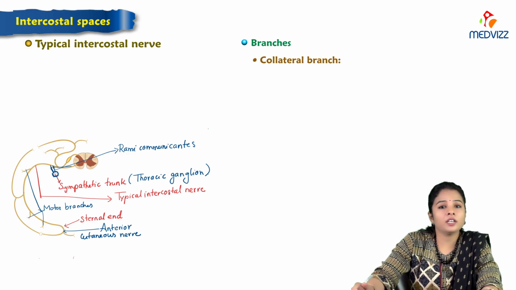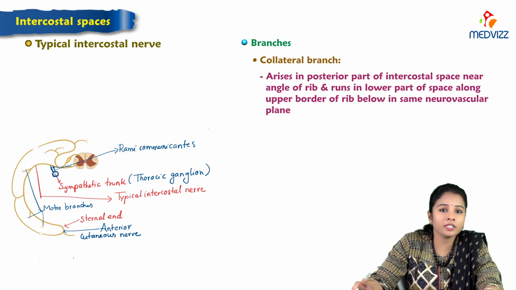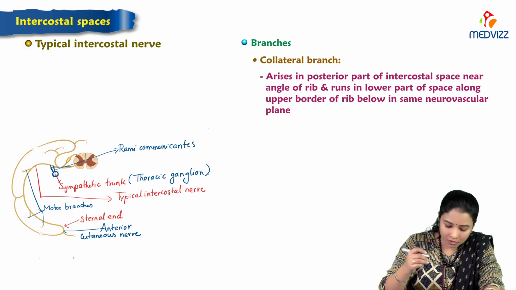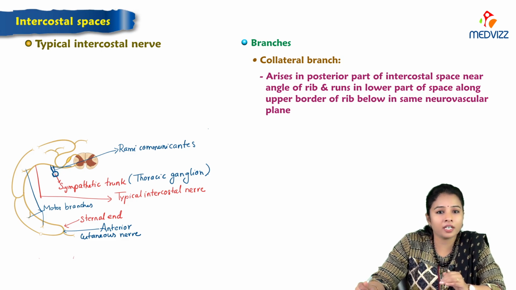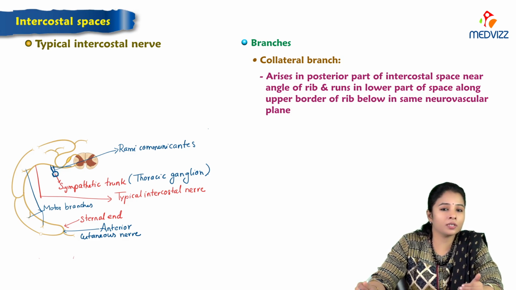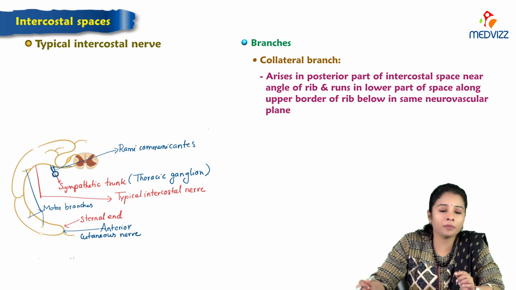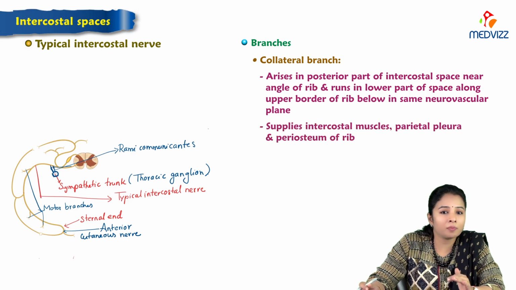Collateral branch. The collateral branch arises in the posterior part of the intercostal space, almost near the angle of the rib. It gets its origin there, and it runs in the lower part of the space along the upper border of the rib below, and in the same neurovascular plane along with the typical intercostal nerve it runs, and it supplies intercostal muscles, parietal pleura and periosteum of the rib.